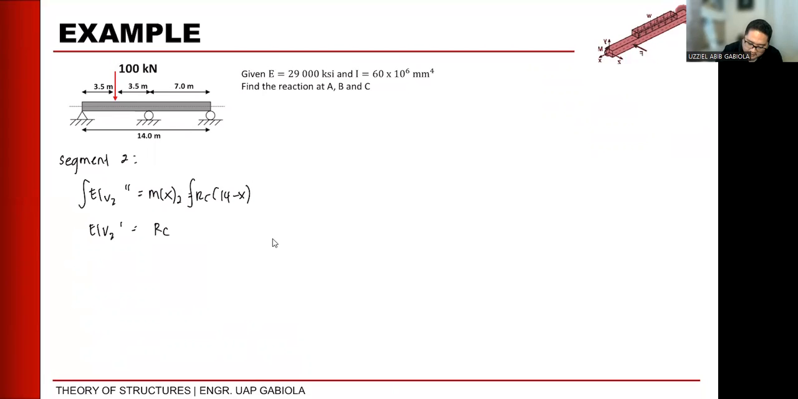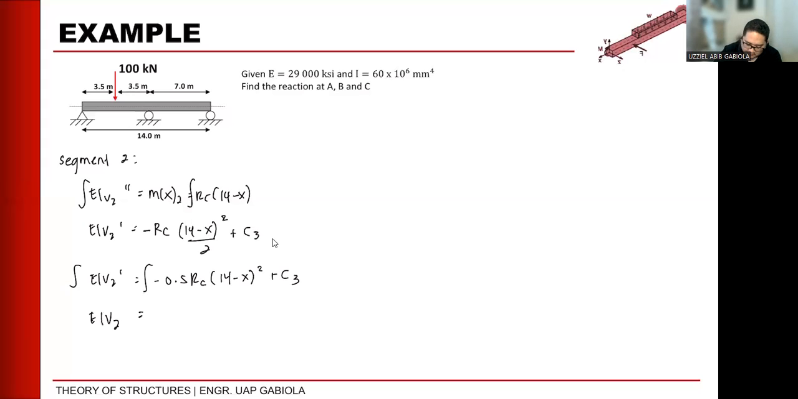Before we integrate it, we need to satisfy the dx, since the derivative should be negative dx. So we need to multiply by negative 1 over 1. So our answer here will be negative: Rc(14 minus x) squared over 2 plus C3. We are at C3 now because we have already used 1 and 2. Simplify. We have negative 0.5 Rc(14 minus x) squared plus C3. And then we integrate for our deflection equation.